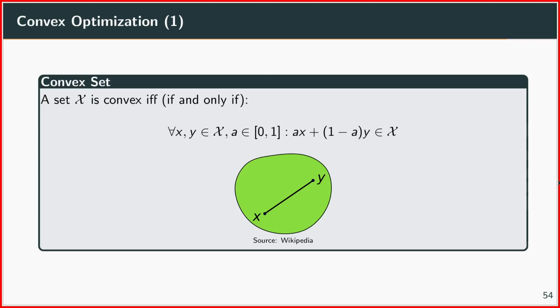And something which is very, very important for optimization is this concept of convex optimization, because if you actually can cast your optimization problem as a convex optimization problem, then everything gets a lot easier.